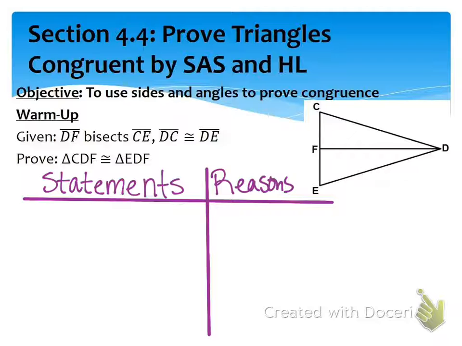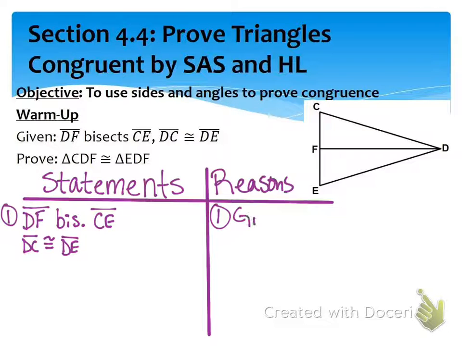But what we did on Friday just involved what? Just sides. Side, side, side. So we start off with our statements. Again, we said that we always start a proof with what we are given. So DF bisects CE and DC is congruent to DE. Our reason, of course, is given.